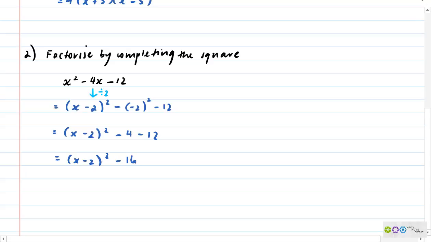And we could then use that to either solve the equation if we wish, or to help us graph the parabola, none of which we're going to do today.